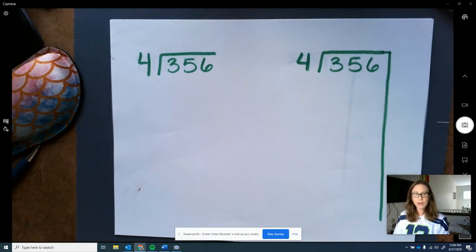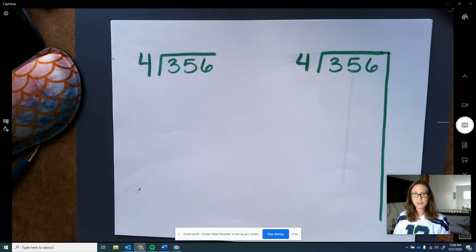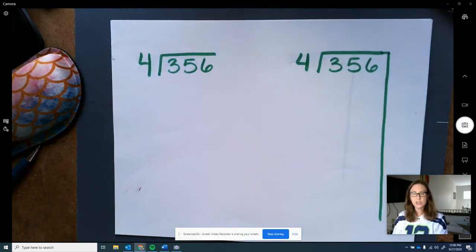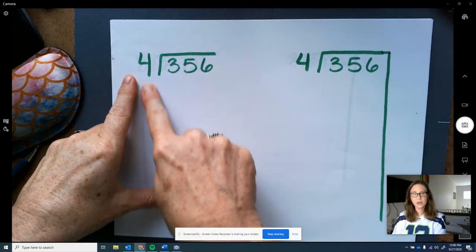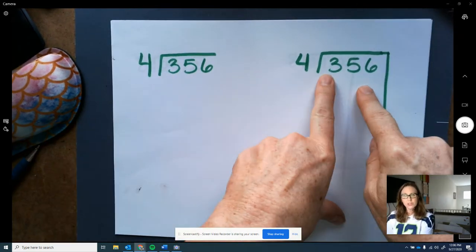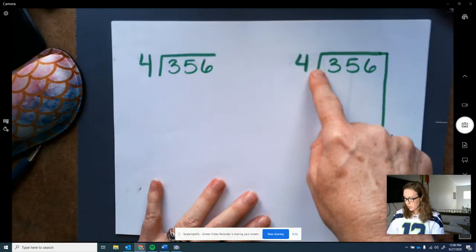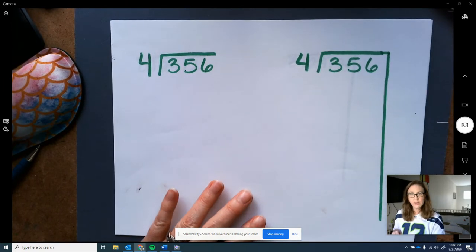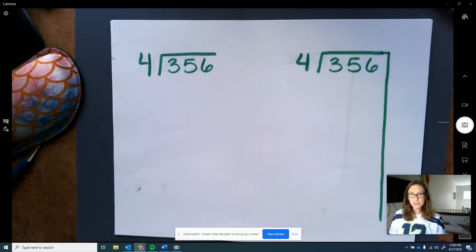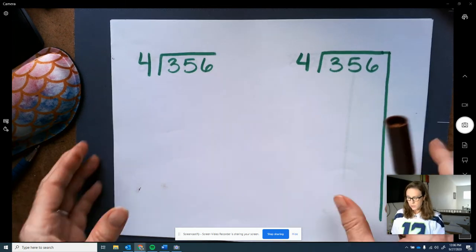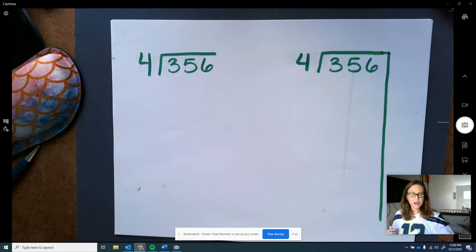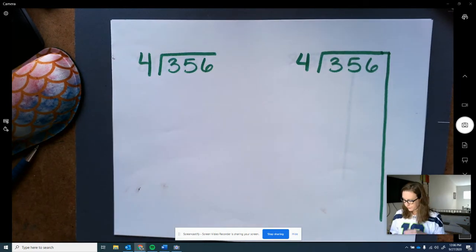We have 4 into 356. Now I set it up two different ways so that you could do the standard algorithm if you want to, or you can work on it with what some teachers call the big seven because of the big seven that is created there, but its technical term is partial quotient. Quotient being partial answers. So we're going to break it up into smaller answers. All right, go ahead and solve it and see what you come up with.